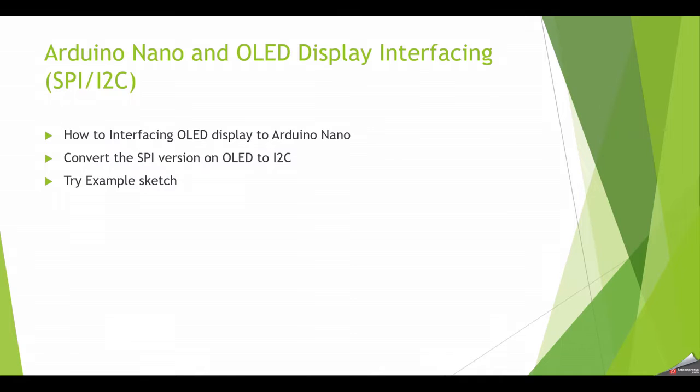In this video, we'll see how to interface an OLED display with an Arduino Nano. So the version which I am using, the OLED display has the provision which can be converted from SPI to I2C. So we'll also see that conversion and then try to run the example sketch on both the versions.